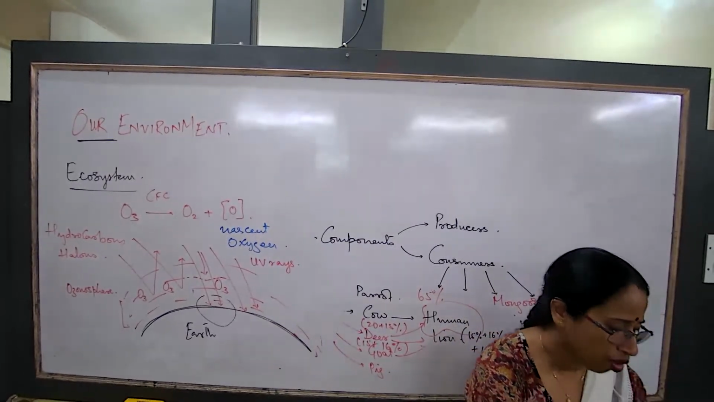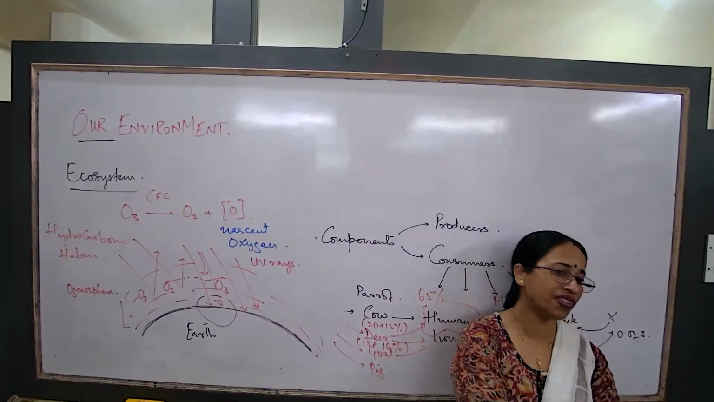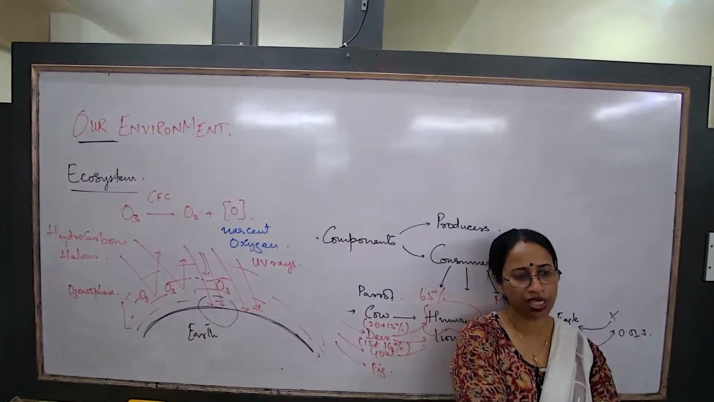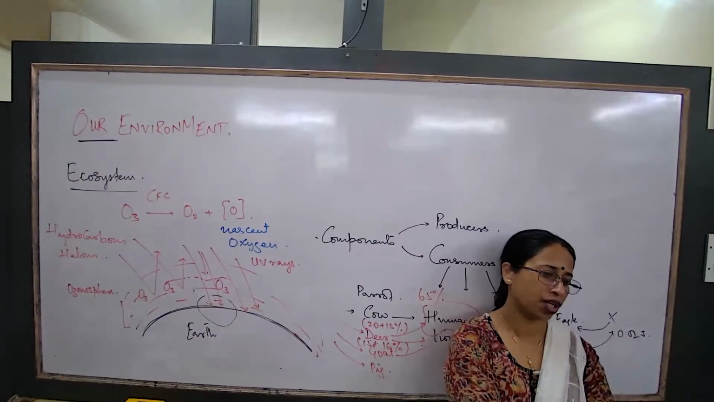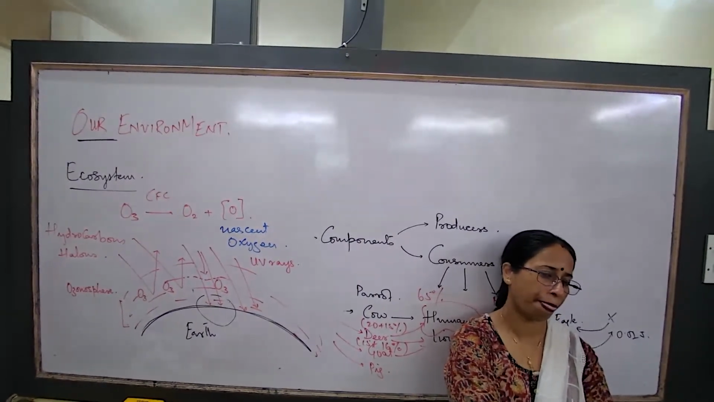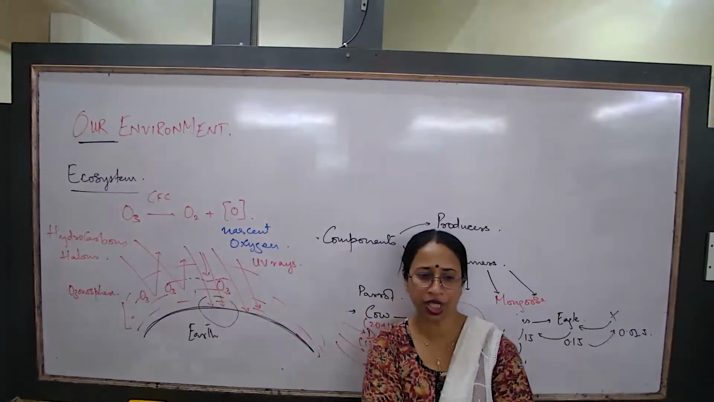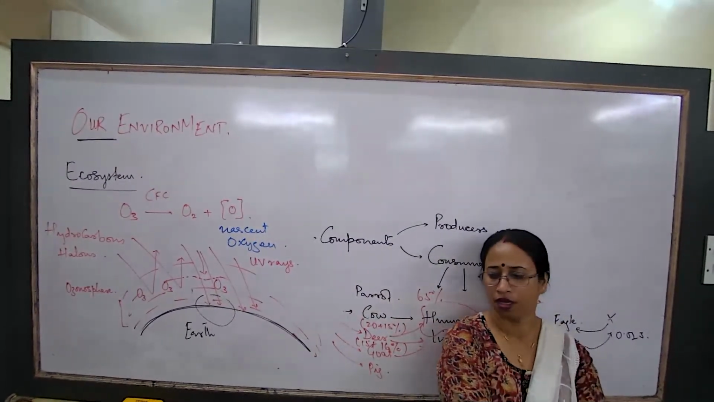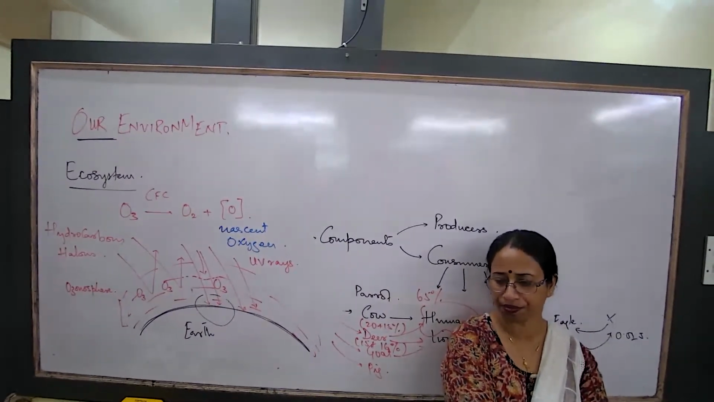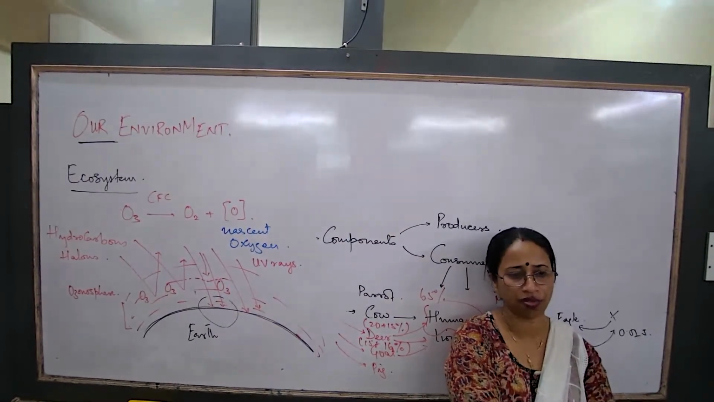How is ozone formed in the atmosphere? Ozone is naturally formed in the atmosphere by combination of oxygen molecule with atoms of oxygen.